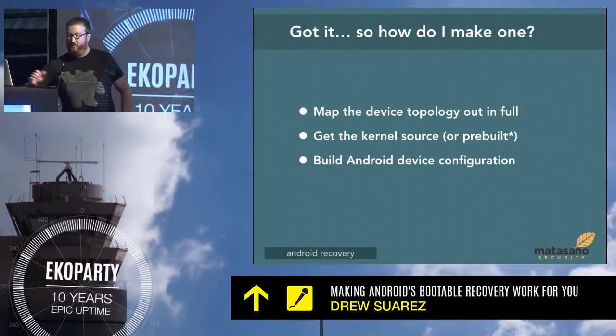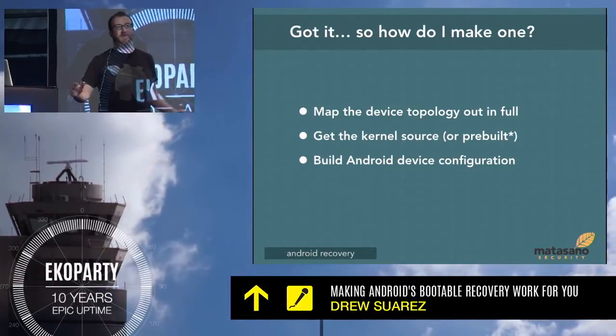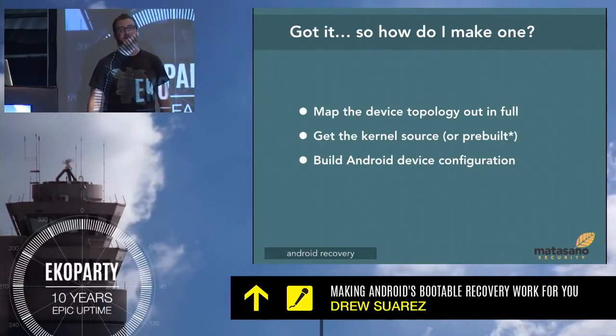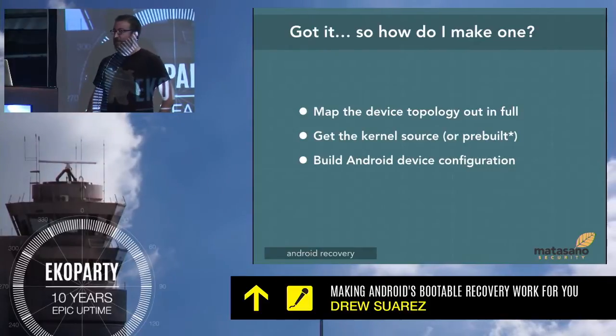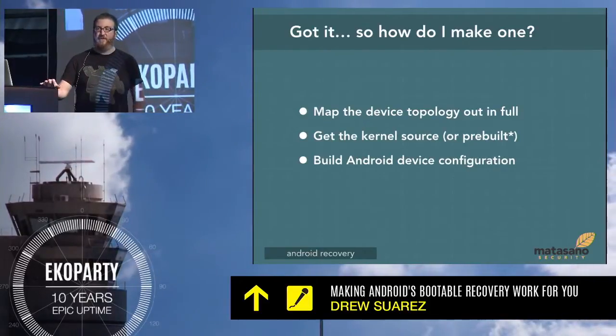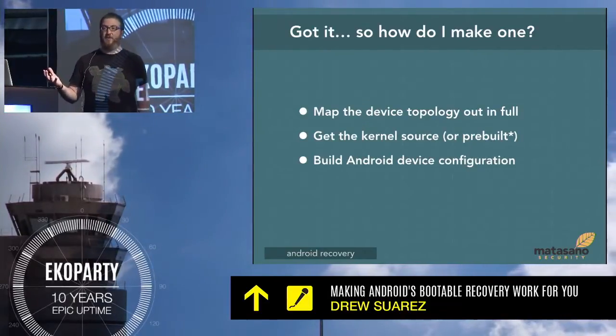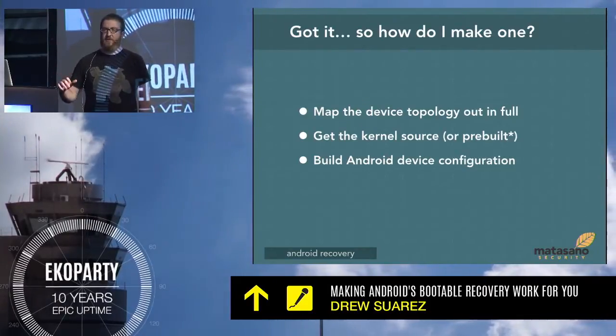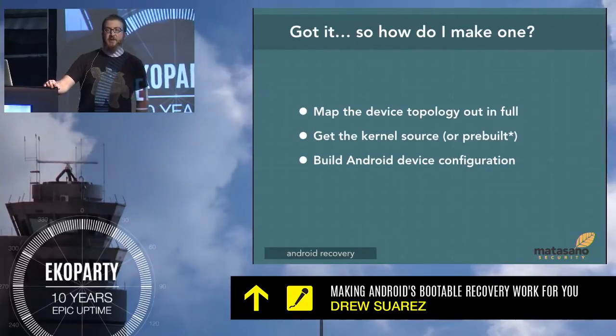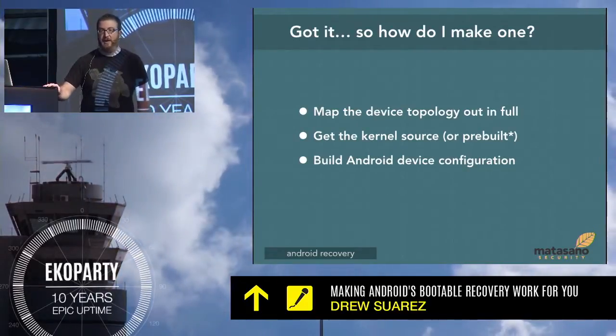All right, so now that we've talked about that, the important question is, how do I do this? How do I take this and make something for myself? So the steps for that are to map out the device, get the kernel source for your particular device, and build what's called an Android device configuration. We'll touch on these as I go here.